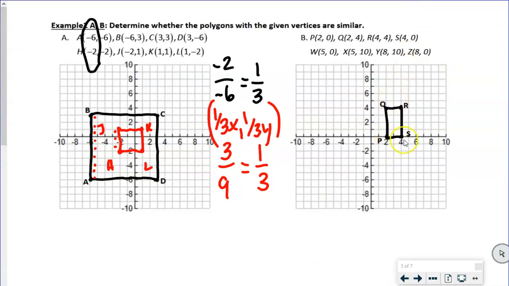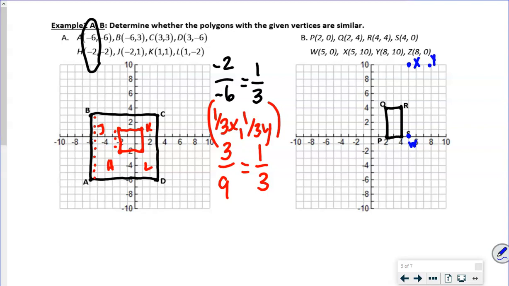So on this next one, I went ahead and closed the shape here. And it says, again, so let's go ahead and compare these points, okay? So what I'm going to do this time is take the new shape and plot the points for it. So W is 5, 0. So that's my W right there. And then we've got 5, 10, which is up here. That's going to be my X. Then we've got 8, 10 up here, and that's my Y.